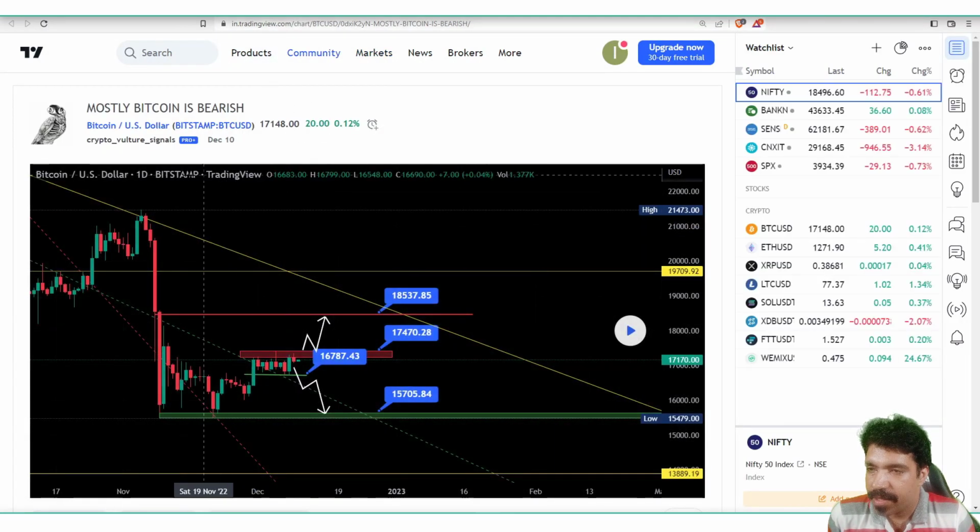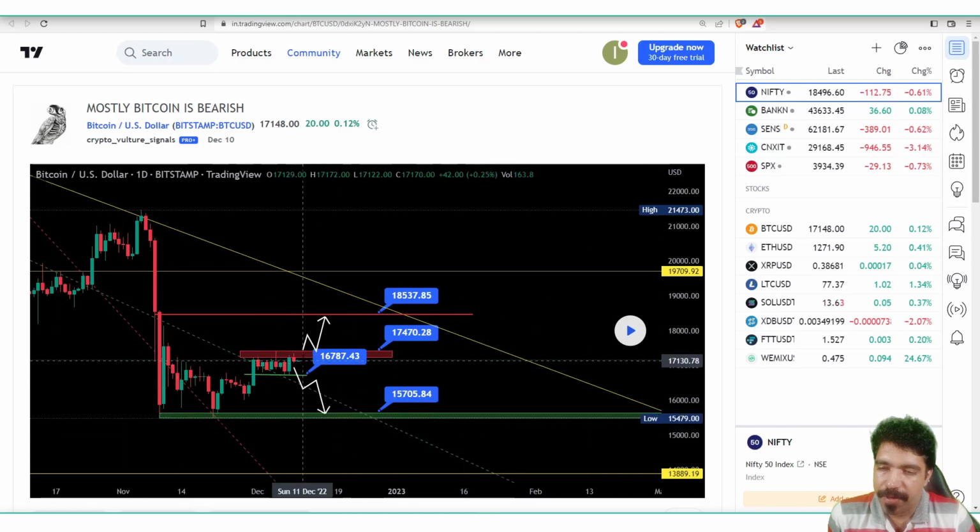Okay, so from the analysis, this is the one-day candlestick chart, and this is the strong resistance that is obtained because Bitcoin has been rejecting from this resistance area for quite a few days. And this is the strong support area. So this is the local support, and this is the longer time frame support.